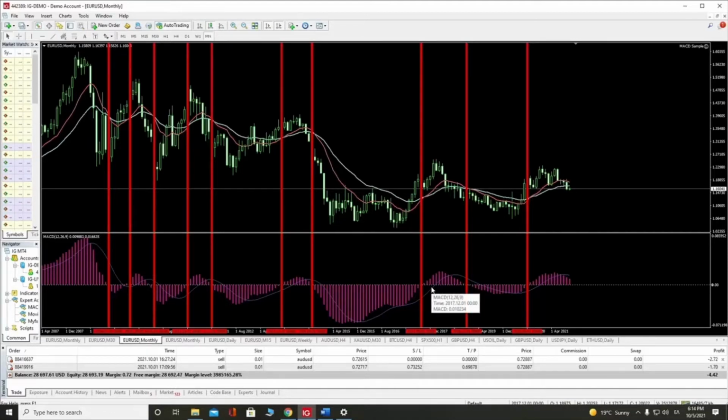The difference between these two lines creates the histogram. The histogram is an optical representation of the distance between these two lines. The bigger the histogram, the bigger the difference between the MACD line and the signal line. And now, how on earth am I going to use that indicator? I mean, we need to come to a conclusion about how this thing works.